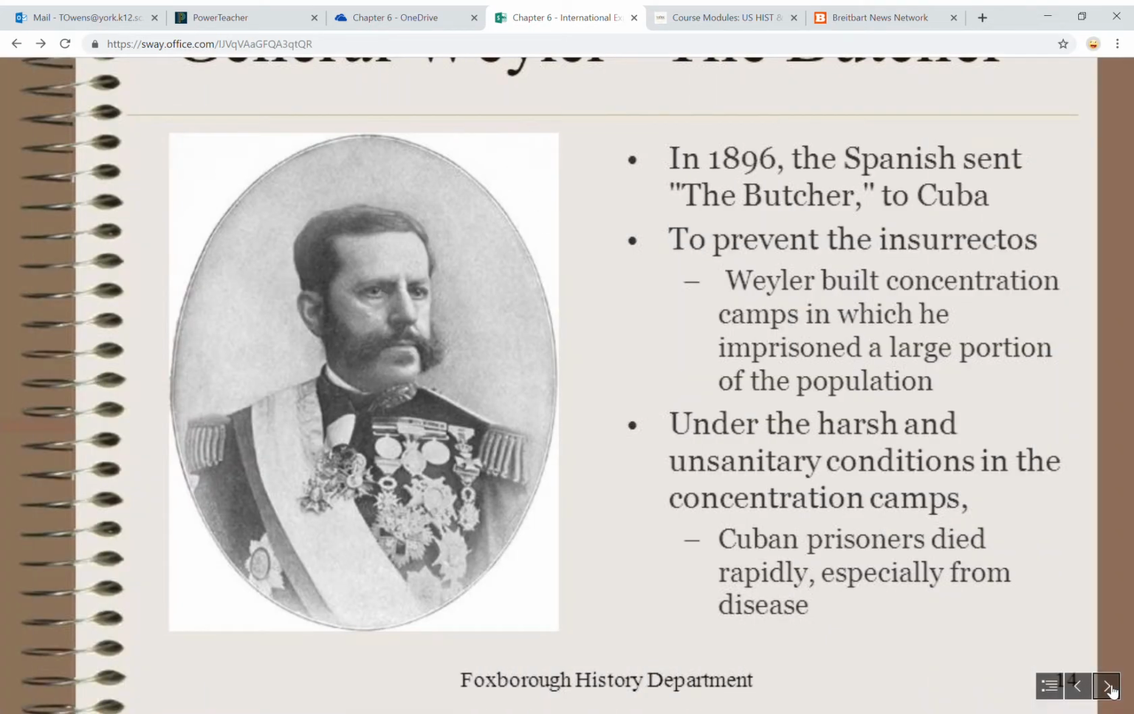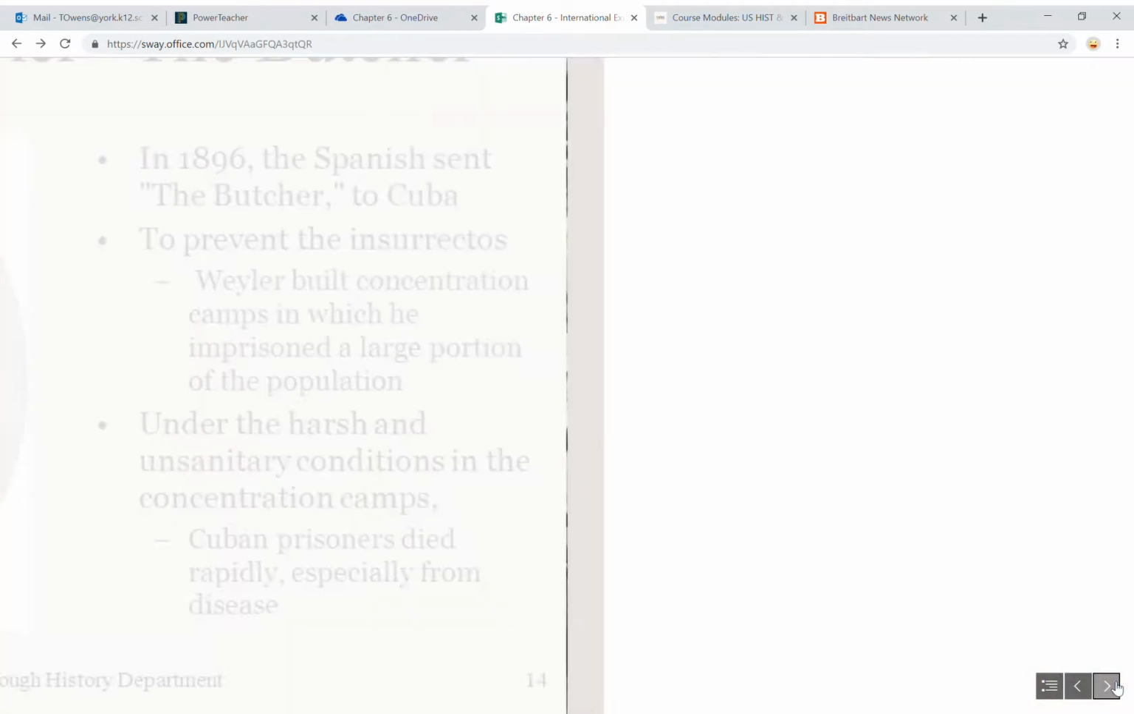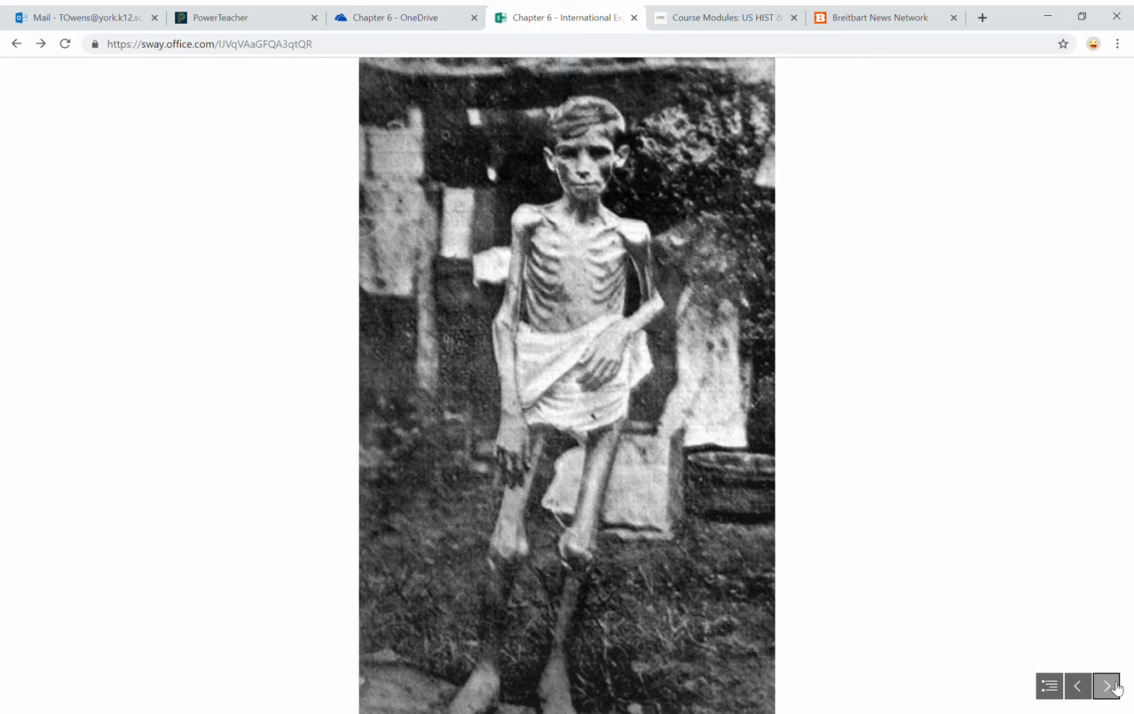It does have some results, of course. This is General Weyler. And one of the things that he's going to do is he's going to round those Cubans up who are creating problems, and he's going to put them in concentration camps. Concentration camps were not created or invented by the Germans in World War II. They had existed many times in the past. And concentration camps tend to be inhumane.